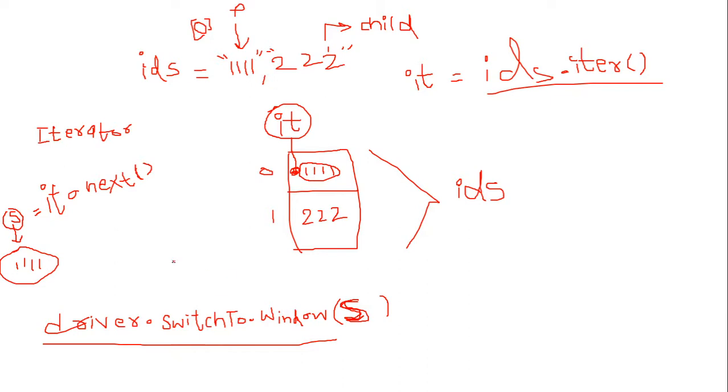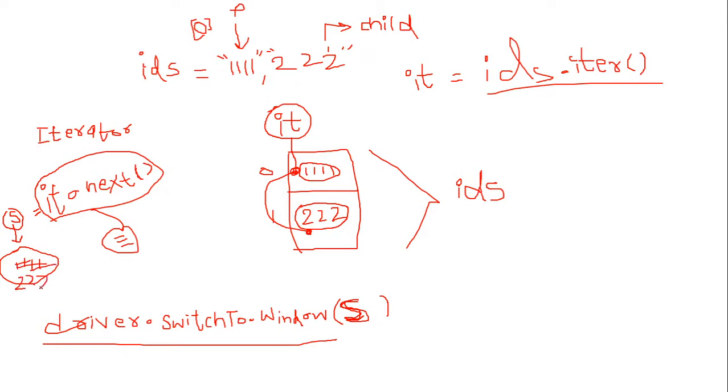But suppose I write this statement one more time, assume I have written it again here. What will IT dot next do? IT was initially here, so now IT will come inside this and return me the string value of the child window, right? This time we will have 2222 here.